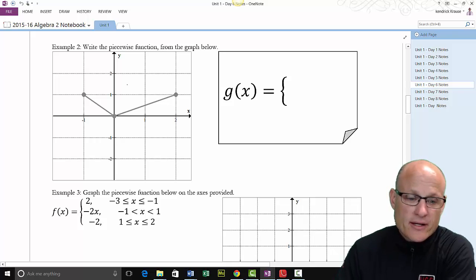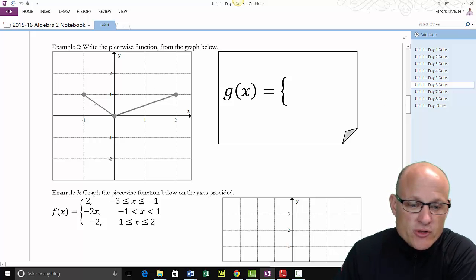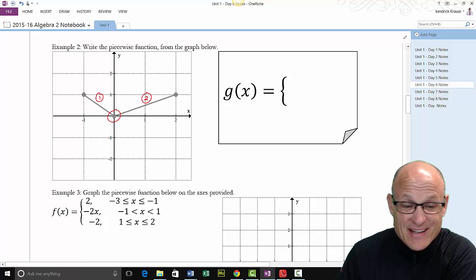More piecewise functions. All right, let's take a look at them. This is piece 1 and piece 2. Both of which have a y-intercept that's the origin. That's nice. This has a negative slope. This has a positive slope.